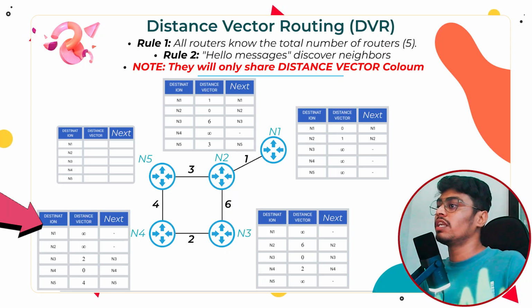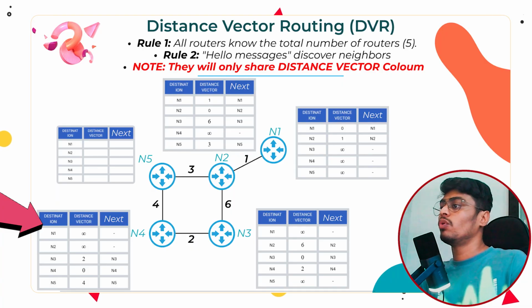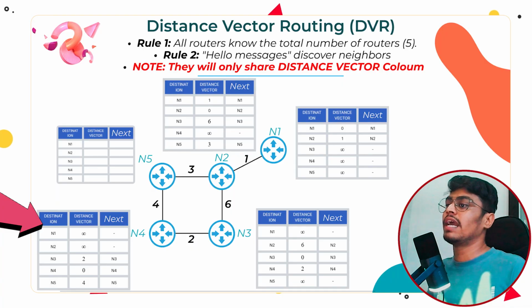Similarly for n4's initial routing table, n4 to n1, distance is infinite. n4 to n2, distance is infinite. n4 to n3, distance is 2. n4 to n4, distance is 0. n4 to n5, distance is 4. And next hop we will reach n3, n4, and n5.